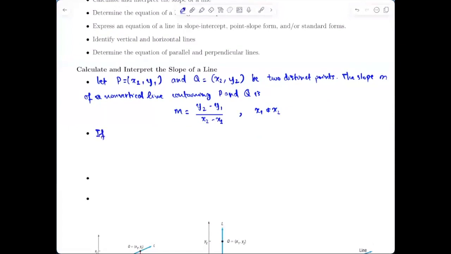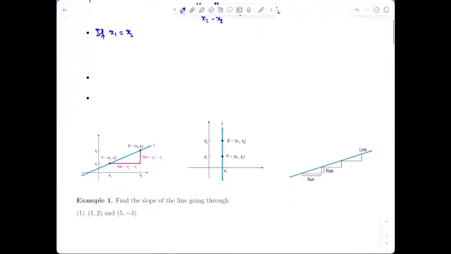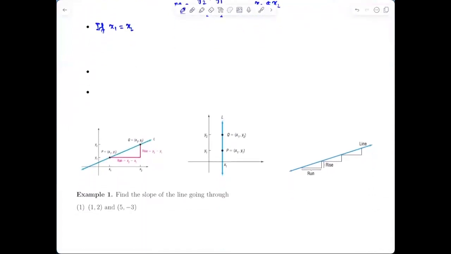Now, if x1 equals x2, what's going to happen? When x1 equals x2, you see right here, you have 2 points P and Q where x1 and x2 are the same, or we just have one x. When that happens, you have a vertical line. So if x1 equals x2, L is a vertical line. Do you have a question? Yes.